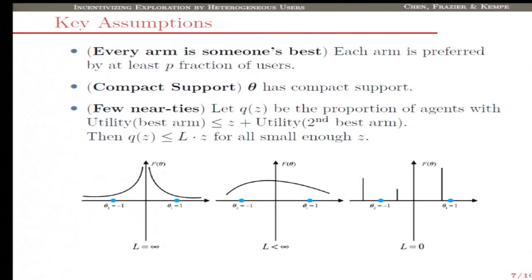The second assumption states that theta has a compact support. So theta here is the agent's preference vector. And the third assumption states that there are not so many users who have near-type preferences. More specifically, if we let Q_Z be the cumulative distribution function of those users whose utility difference between their best arm and the second best arm is less than or equal to Z, then there exists a constant L such that Q_Z is bounded above by L times Z for some small enough Z.